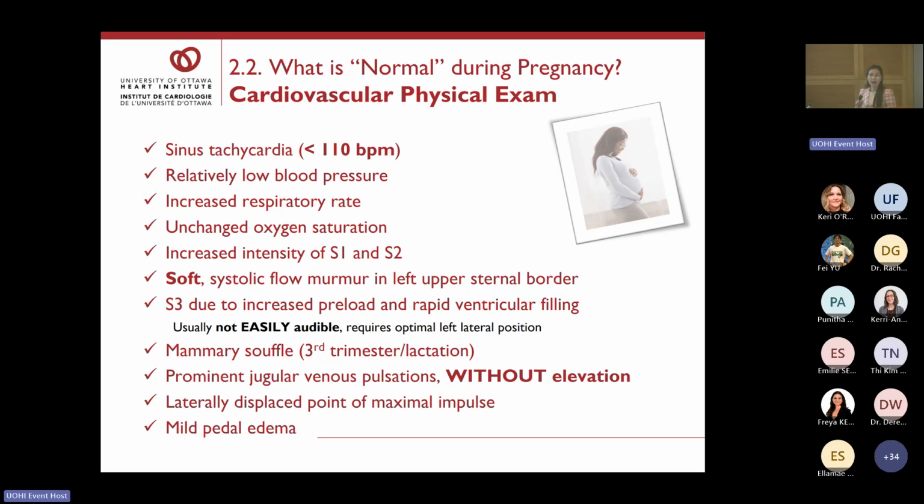You may hear a higher intensity of S1 and S2, as well as a soft systolic murmur in the left upper sternal border, all of which are just reflective of the high flow state. You may hear an S3, but this is usually not readily audible. You need to really position the patient in the left lateral position to be able to hear it. You should not have an elevated JVP, although the pulsations may be very prominent, especially towards the end of pregnancy, and you might have some mild pedal edema.